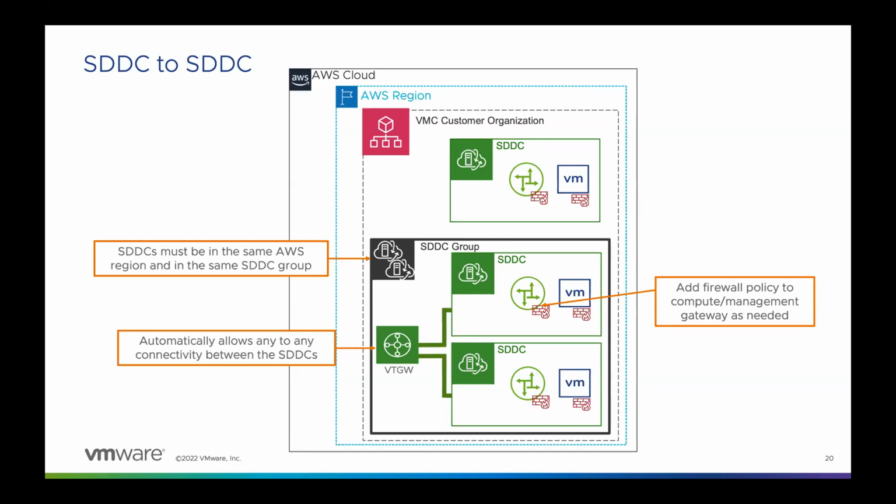So that's a question that customers typically ask: how can we prevent communication for applications or even BUs that we don't want to communicate with each other? And that's something that you can provide even when you have SDDC groups.